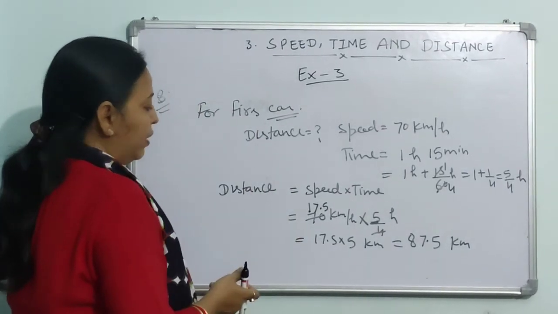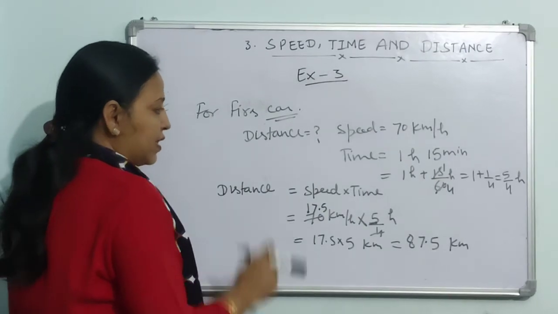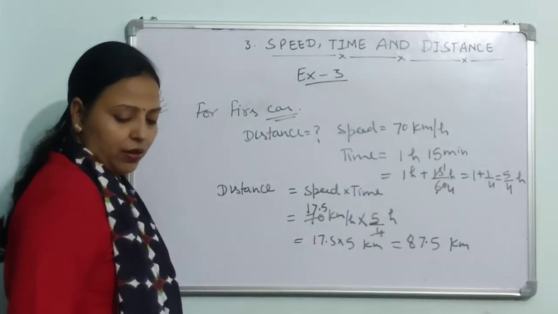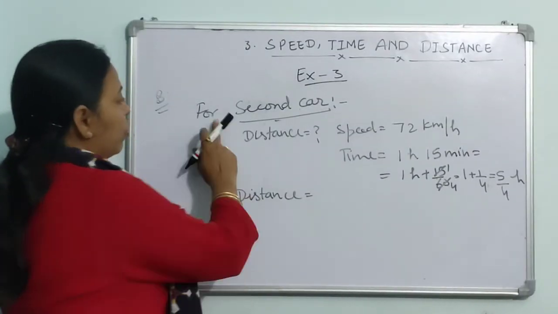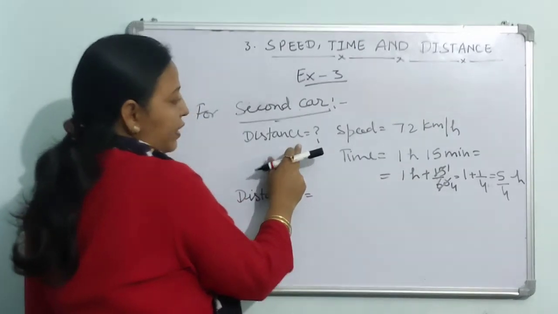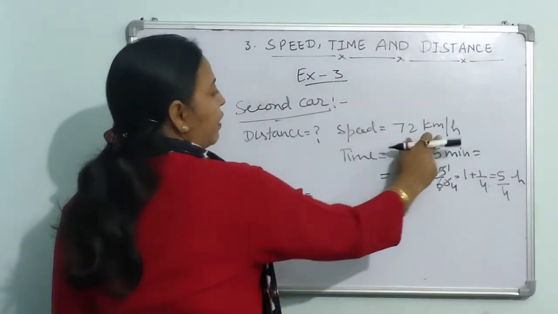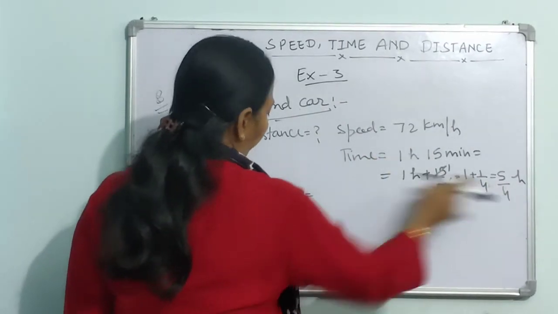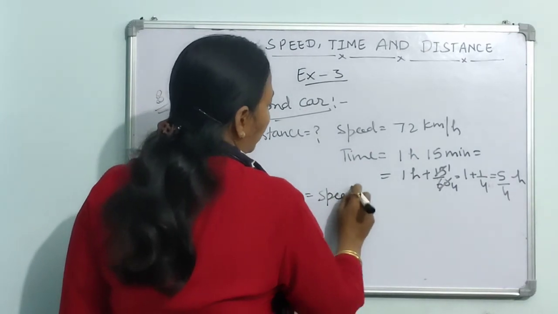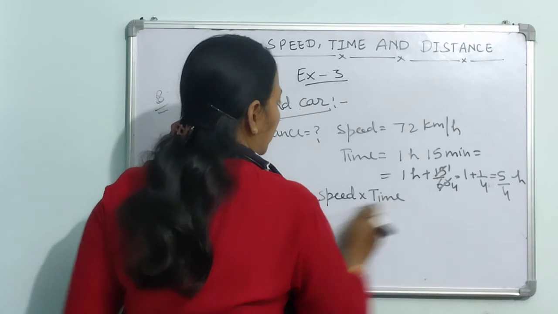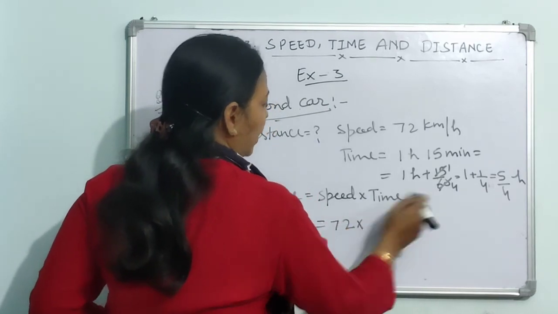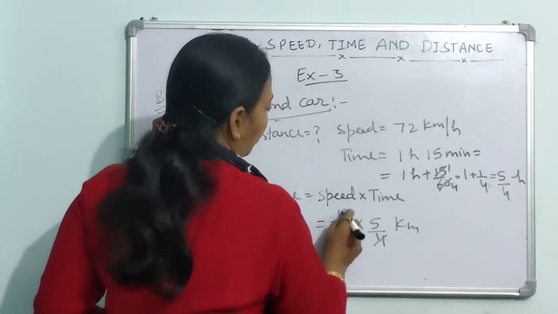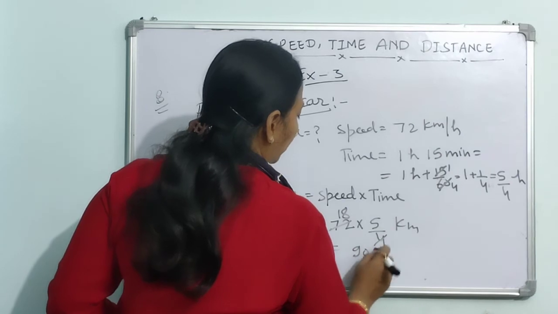In the same way we can find the distance covered by the second car in 1 hour 15 minutes with the speed of 72 km per hour. Now for the second car, again you have to calculate the distance. The speed of the second car is 72 km per hour, and the time, which is the same as in the first one, is 5 by 4 hours. Distance is equal to speed into time: 72 into 5 by 4. 18 fours are 72 and 18 fives are 90 kilometers.